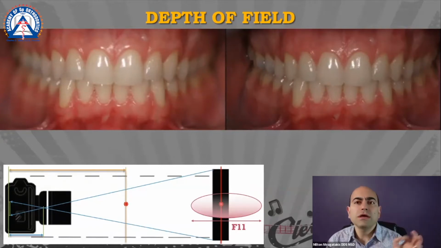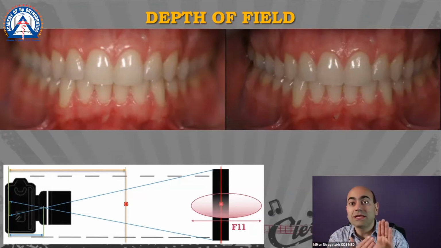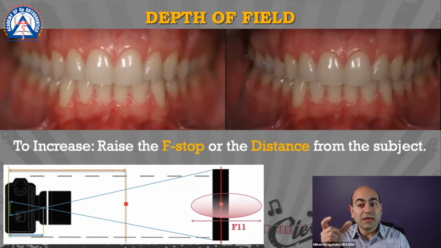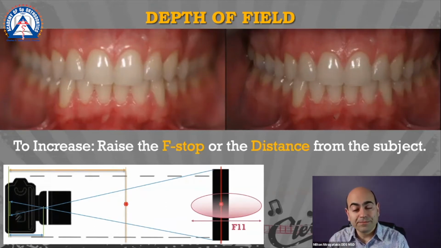Okay, how do we increase depth of field? Because we want the incisors and the molars in focus, so we want the depth of field to increase. Well, to increase it, you have to raise the f-stop. Or in some cases, you can back up, and by backing up, the greater the distance from the subject, the more depth of field you're actually achieving.